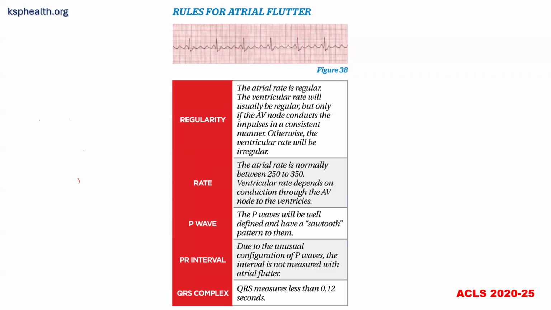The P waves will be well defined and have a sawtooth pattern. Due to the unusual configuration of P waves, the PR interval is not measured with atrial flutter. The QRS is normal, which is less than 0.12 seconds.